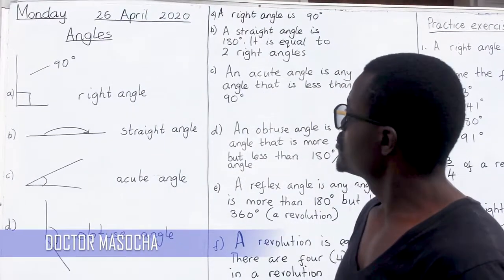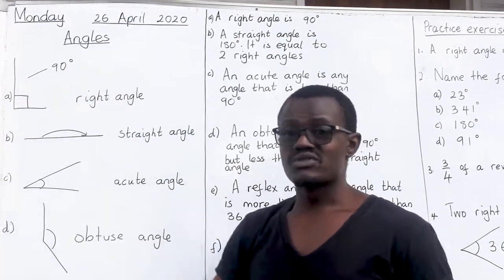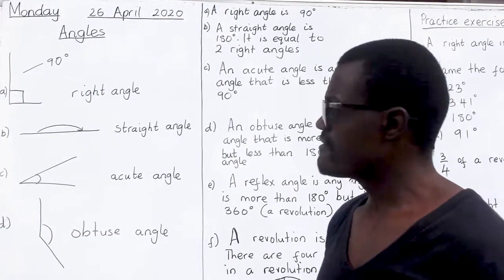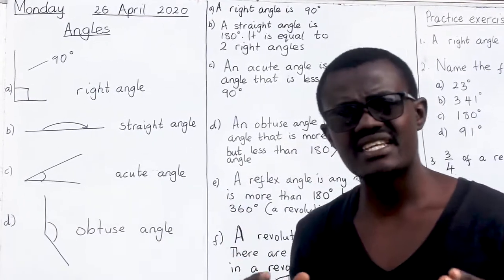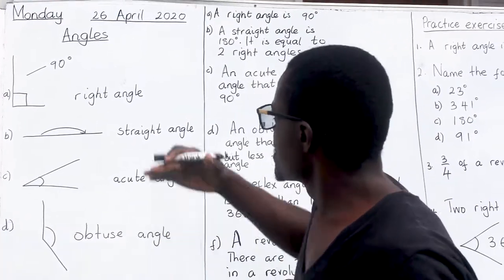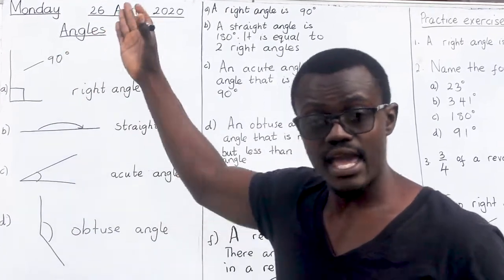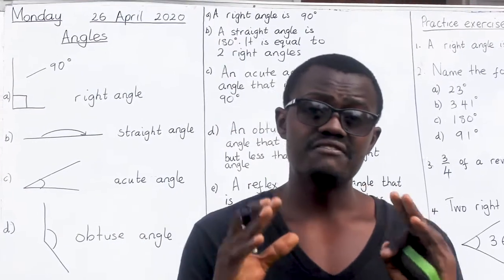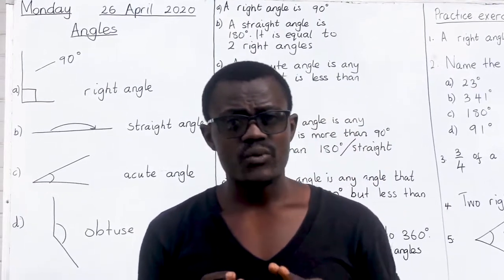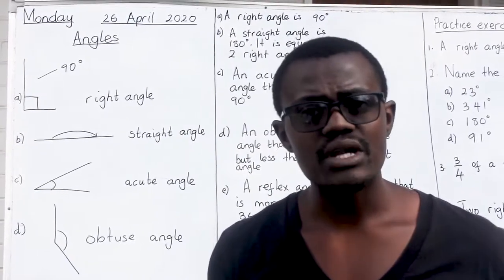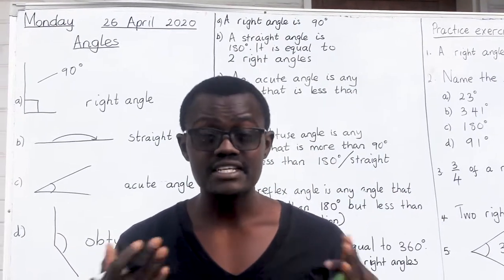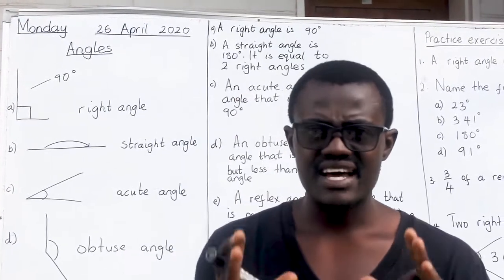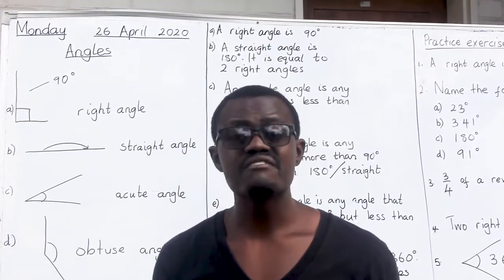Today we are going to look at angles. But before we get into the topic, I'm going to give a recap of what we did in the previous grades in relation to the topic of angles. In the previous grades, we learned about different types of lines. We have diagonal lines, we have vertical lines, we have horizontal lines. Right, these are the lines that we learned in the previous grades.